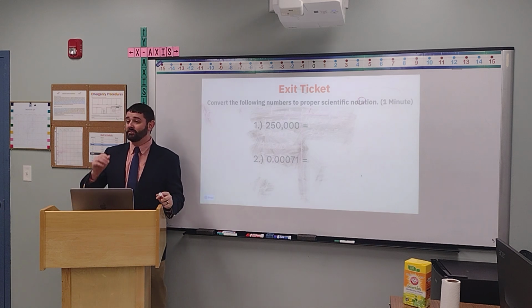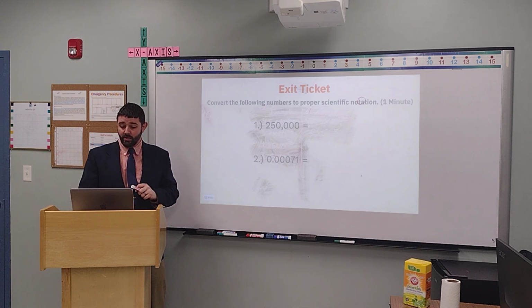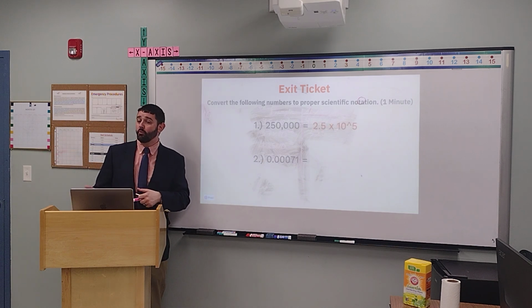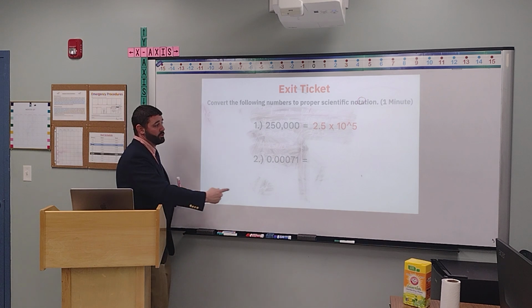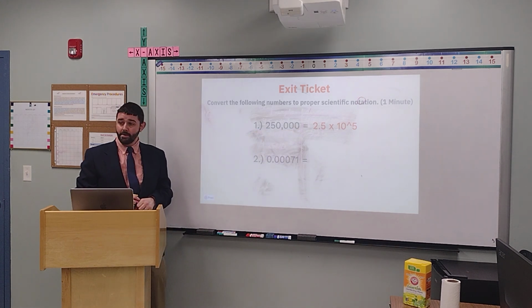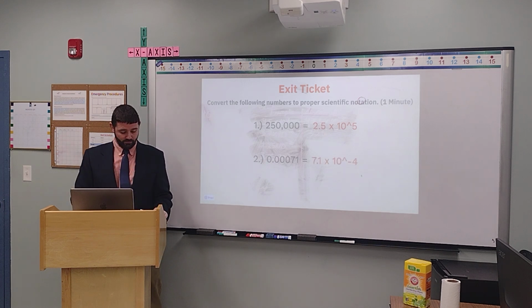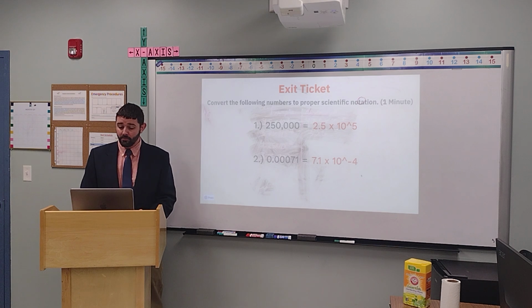Wow, that was fast. You guys already have your boards up? Okay, awesome. Lucy, that's correct. 250,000 is 2.5 times 10 to the fifth power, or you would move the decimal 5 places to get over behind the 2, right? Scott, I see that you have the correct answer for number 2. Good job. 7.1 times 10 to the negative 4th power. Good job, guys.